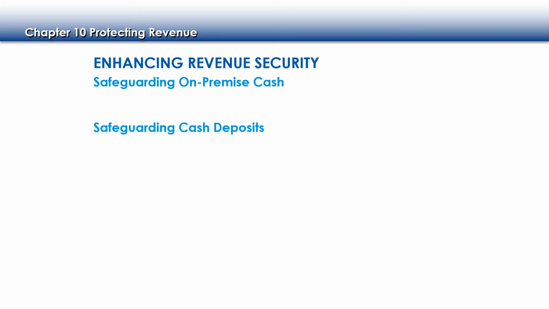So anything we can do for our on-premise cash, so having safes, depositing those deposits into a time lock safe. So once it's been closed, it can't be opened for a certain number of hours or a certain period of time. Our cash deposits, if we do need to go to the bank, then there needs to be a policy or a company procedure on how we are handling those cash deposits.